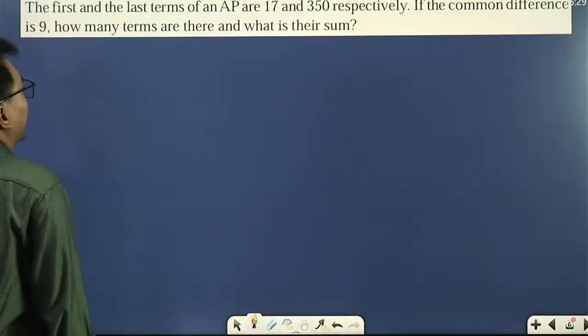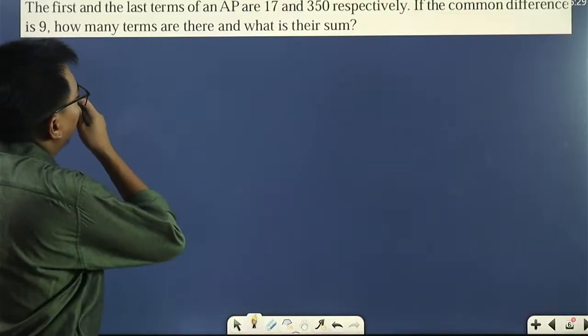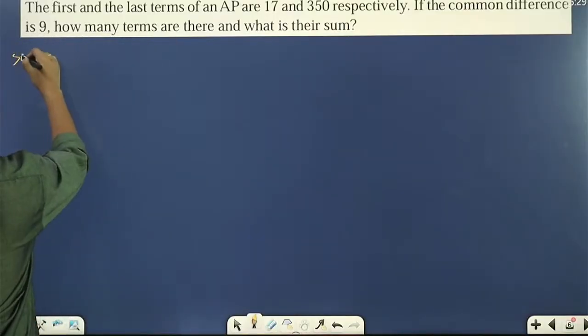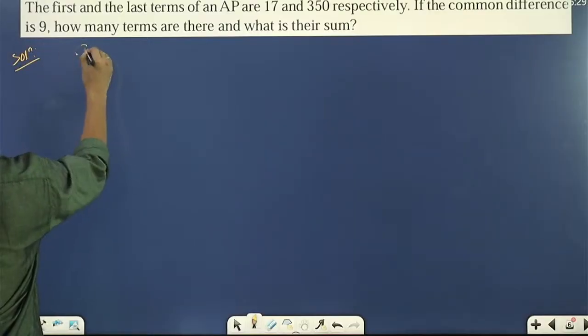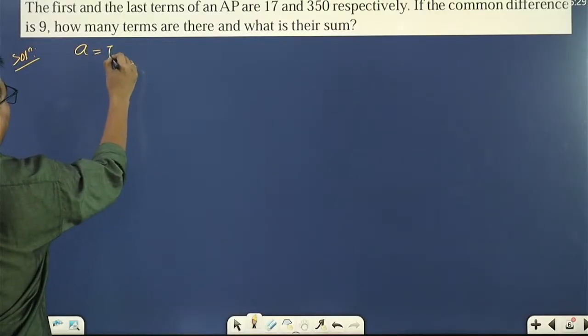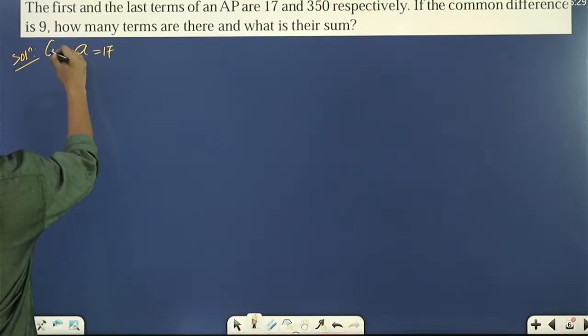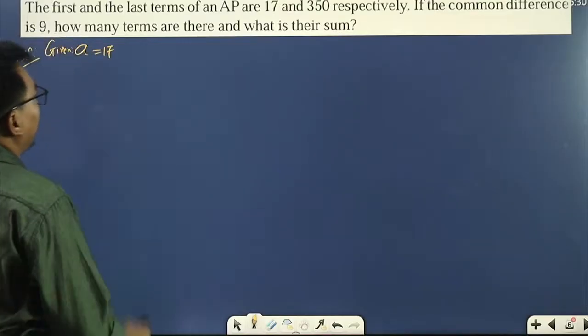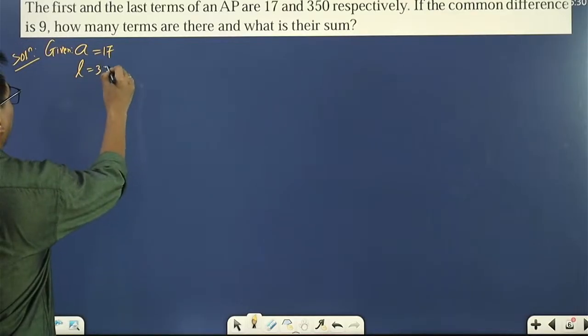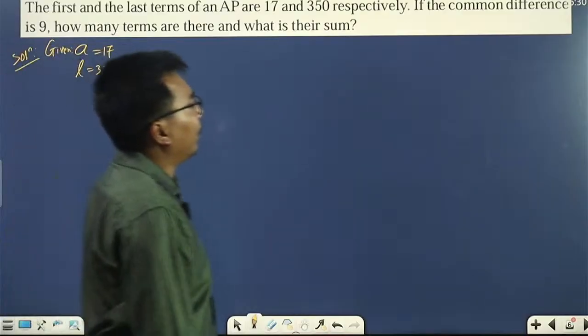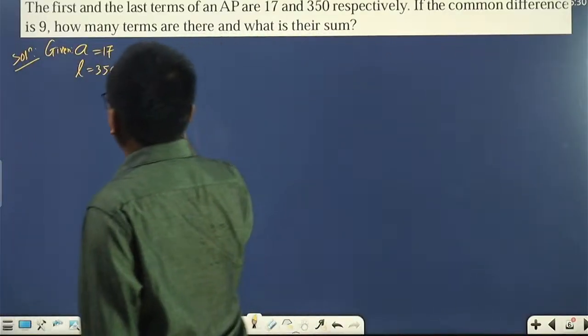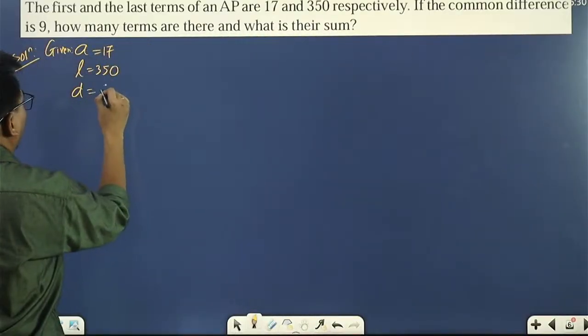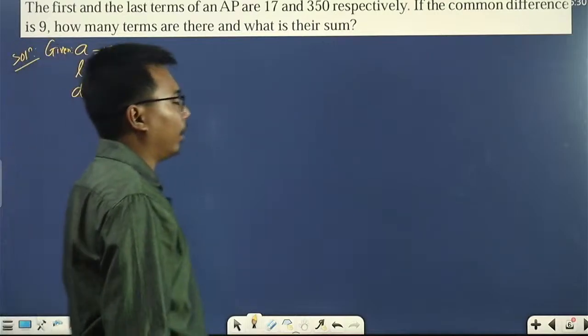Next. The first and last terms of an AP are 17 and 350 respectively. First and last term is given. Same here. We have the first term, 17, given. Last term is given, 350. If the common difference is 9, okay, common difference is also given.